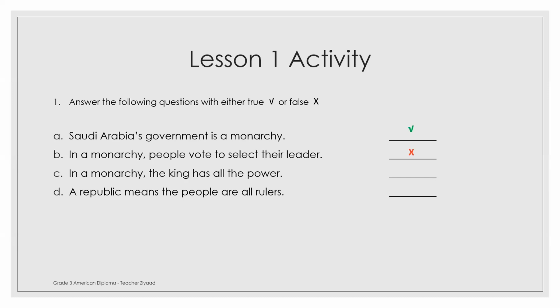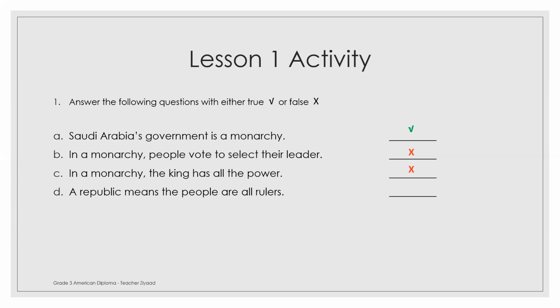C: in a monarchy, the king has all the power. Over here, I put false across, because the king doesn't have all the power. He does rely a bit on his advisors and on the ministers of the different departments. This question could be argued as true or false, because the king does have most of the power, but not all of the power. That is why I put false.